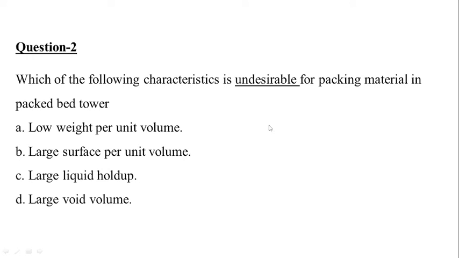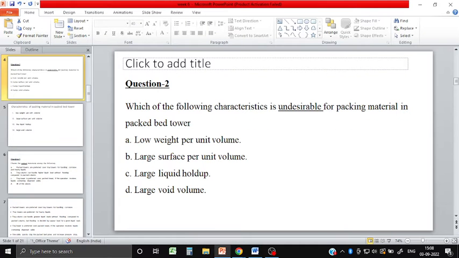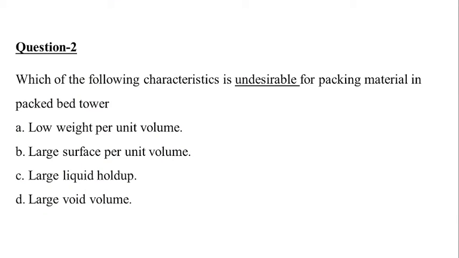So next question, which of the following characteristics is undesirable for packing material in a packed bed tower? Options are low weight per unit volume, large surface per unit volume, large liquid hold up, large void volume.